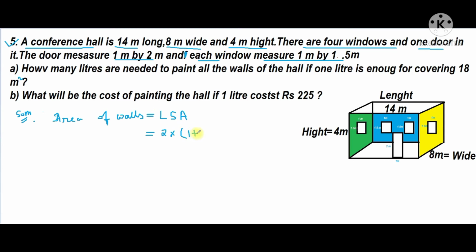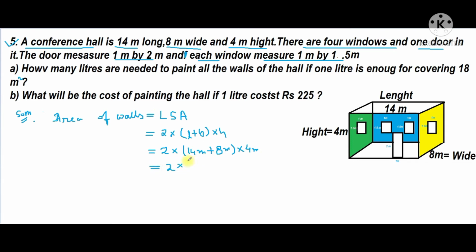So 2 into (L plus B) into H, because the lower and upper parts need not be added, only the four walls. Here L is 14 meters, that means length is 14 meters, and breadth is 8 meters. Outside the bracket, height is 4 meters. So the lateral surface area formula is 2 into (L plus B) into H.